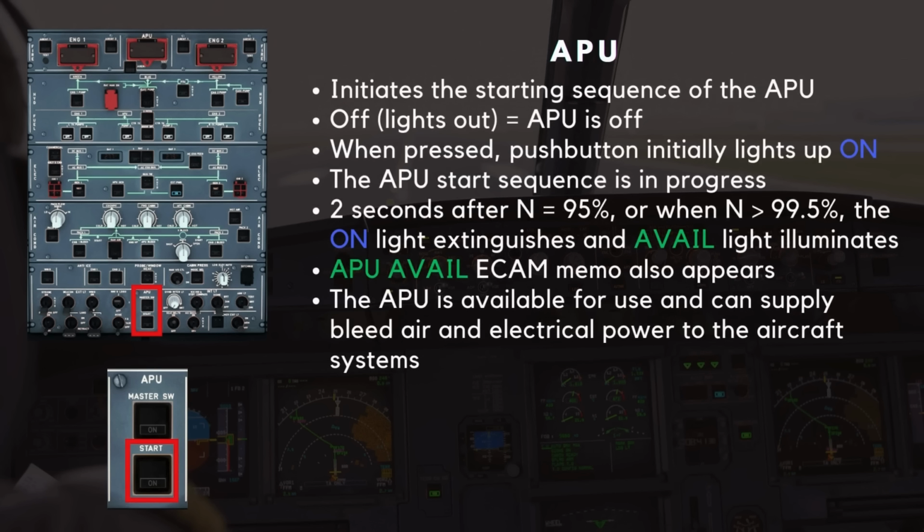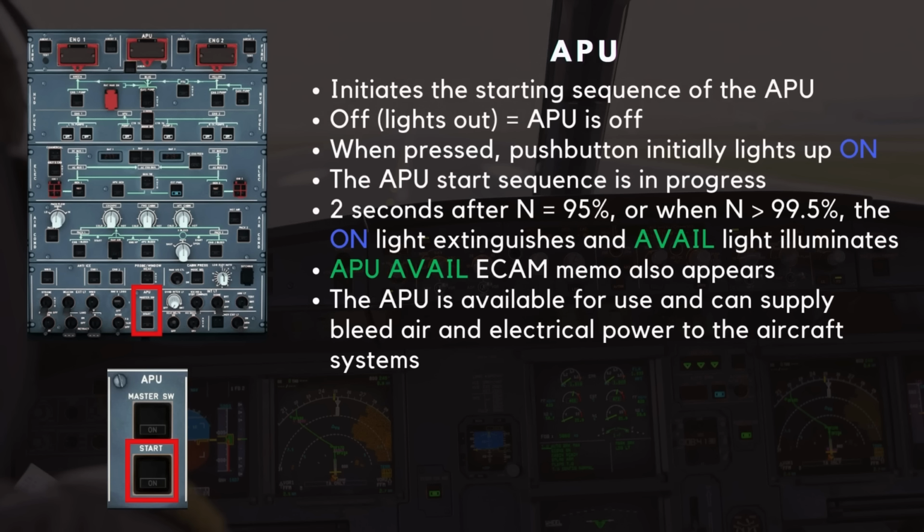The APU start switch initiates the starting sequence of the APU. When in its off lights out condition, the APU is off. When pressed, the push button initially lights up its on light. This means the APU start sequence is in progress. The exact start sequence will be detailed in another video.